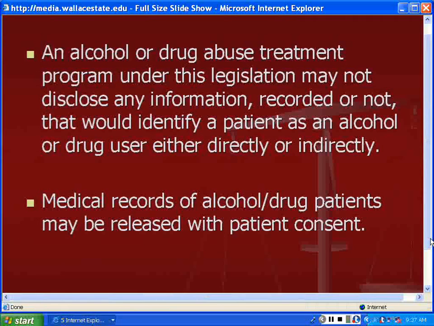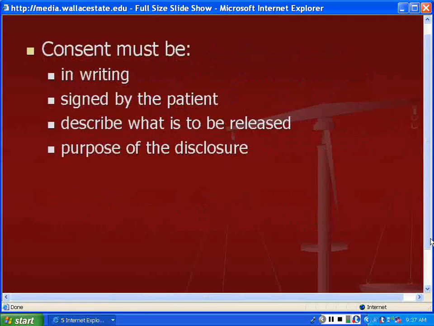Now, the law is very specific to say the consent has to be in writing, it has to be signed by the patient, and it has to describe exactly what's going to be released and the purpose of the disclosure. This is even less than what HIPAA now says. HIPAA has a lot more items that have to be on an authorization. But that's what this federal law says strictly about the alcohol and drug rehab records.